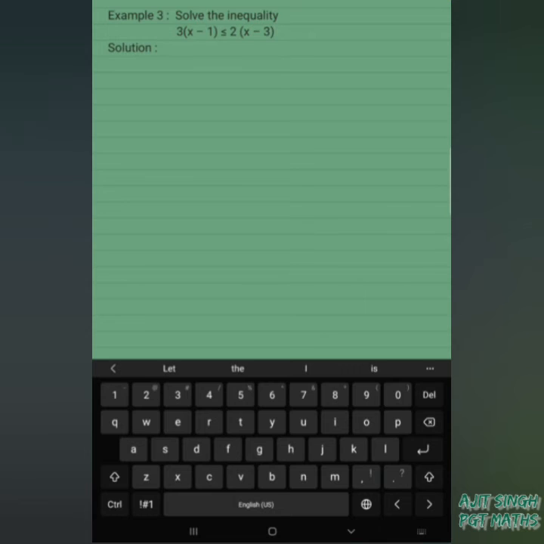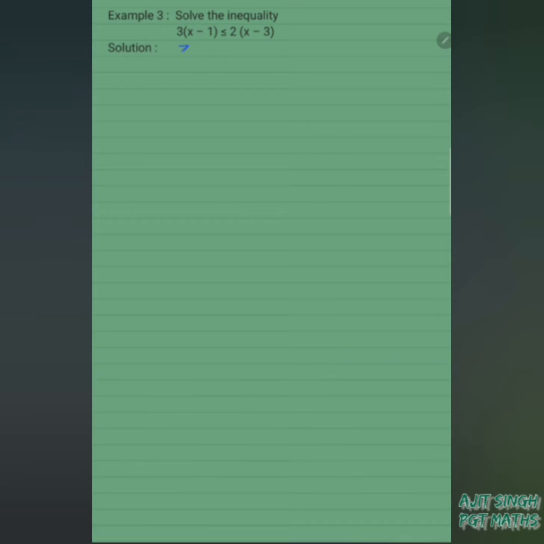Now the third example, solve the inequality 3 times (x minus 1) less than or equal to 2 times (x minus 3). So the given inequality is 3(x minus 1) less than or equal to 2(x minus 3). First of all, open the brackets on both sides. 3x minus 3 less than or equal to 2x minus 6.